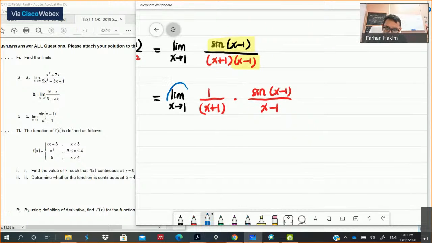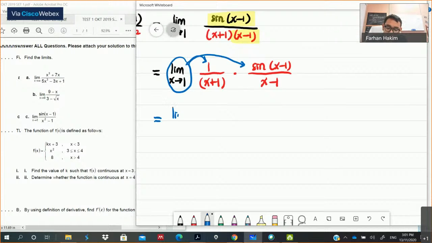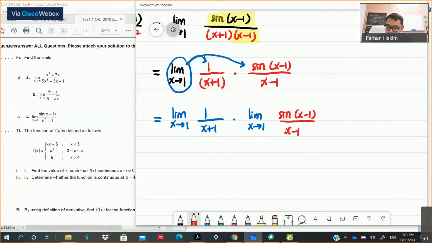Then I'll have to distribute this limit, using the properties of limits. So 1 over x plus 1 multiplied with the limit as x approaching 1 of sine of x minus 1 over x minus 1. This part is actually similar to the squeezing theorem, so the value is actually 1.